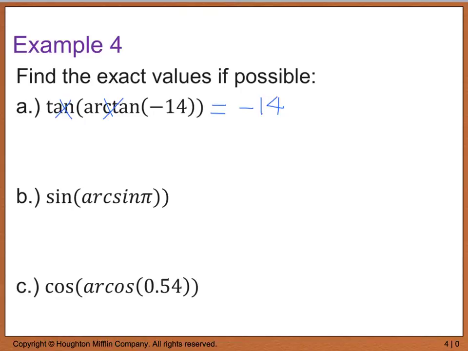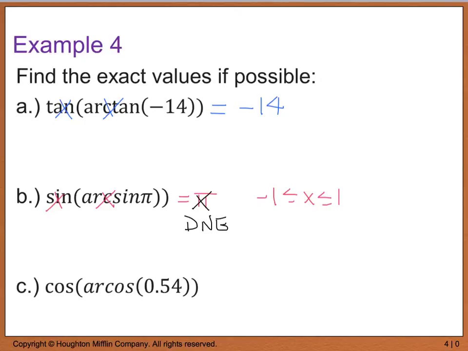Likewise, for part B, I'm going to take the sine of the arcsine of pi, and when I do this, my sine and my arcsine are going to cancel, leaving me with pi. However, my domain on pi is really going to fall in between a negative 1 and a positive 1. Now, if you calculate out the decimal value for pi, it's 3.14. 3.14 does not fall within this domain, therefore this does not exist.